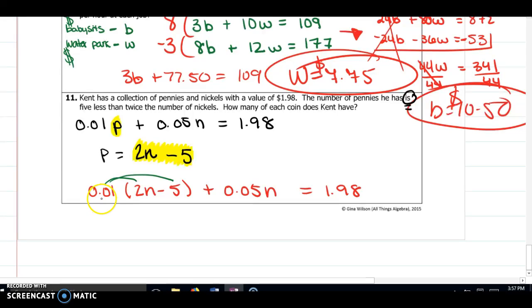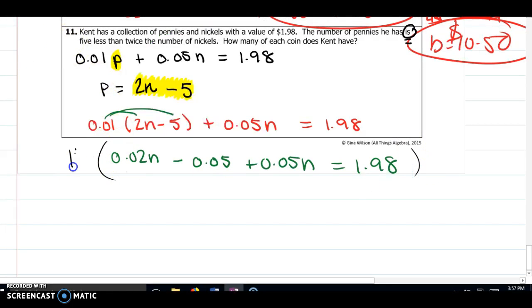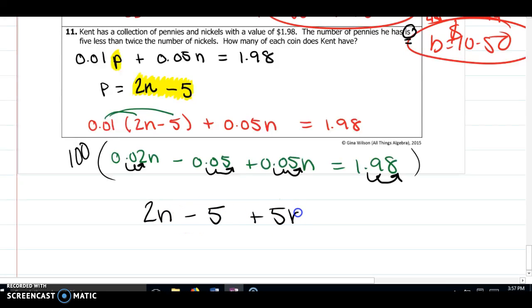And when you multiply, 0.01 times 2n gives you 0.02n minus 0.05 plus 0.05n equals 1.98. If you want to get rid of the decimals, you can multiply this entire equation by 100, which is going to move all of the decimal places over 2 decimal places. And it might make it easier, it might not, it's up to you. We end up with 2n minus 5 plus 5n equals 198.